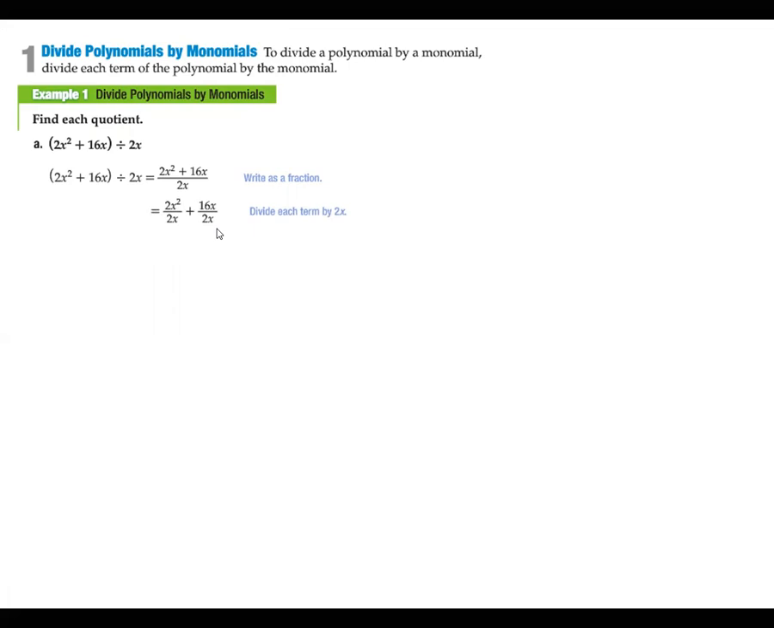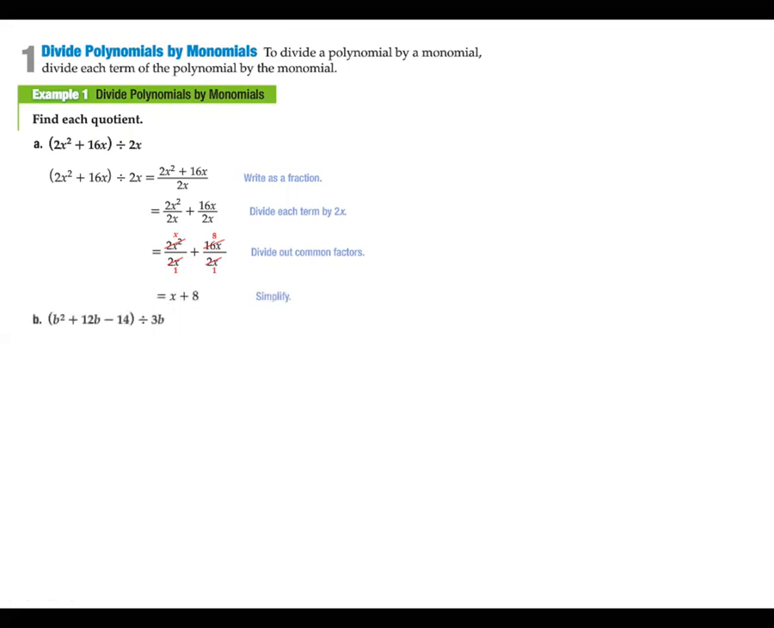The reason is it's kind of like you have an addition problem over top of a common denominator. So I can write it as two separate fractions with common denominators of 2x. And then you just reduce those. So the 2's would cancel and a factor of x. Here the 16 and the 2 would reduce as well as the x's. And that just simplifies to x plus 8.